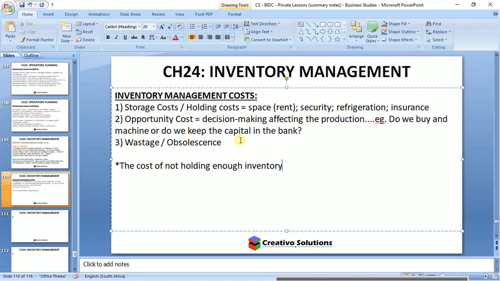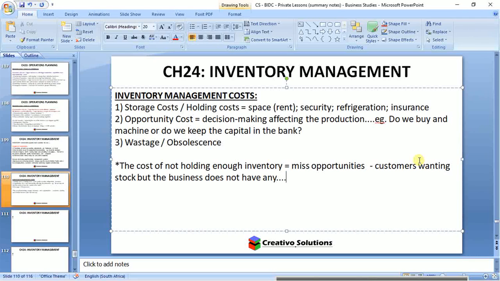Okay, so we had a heading here, inventory management costs. If I'm looking at the cost associated with managing inventory, I need to look at the cost of not holding enough inventory. And what is that? That's the missed opportunities. Brackets, customers wanting stock and not having any. On the next page, they even talk about that. They say lost sales. They talk about idle production resources.